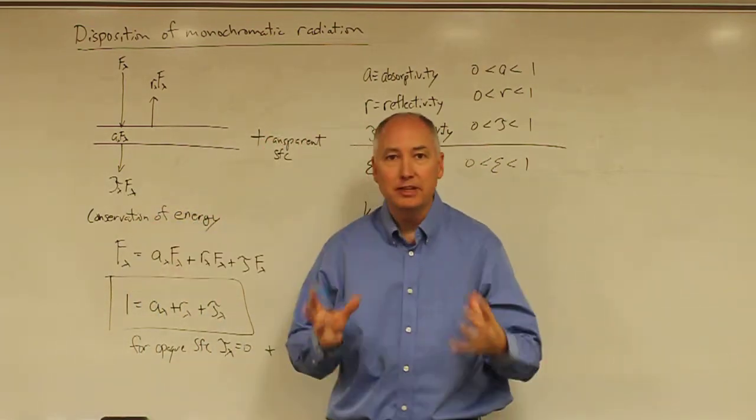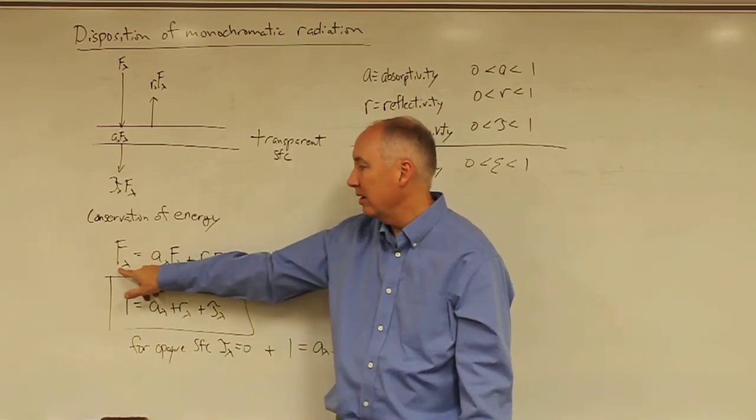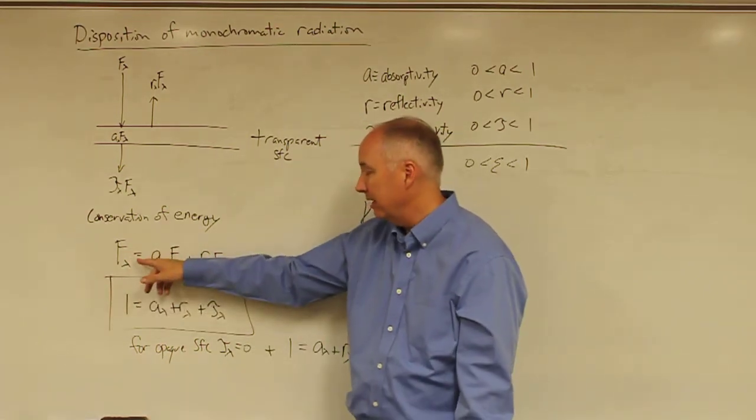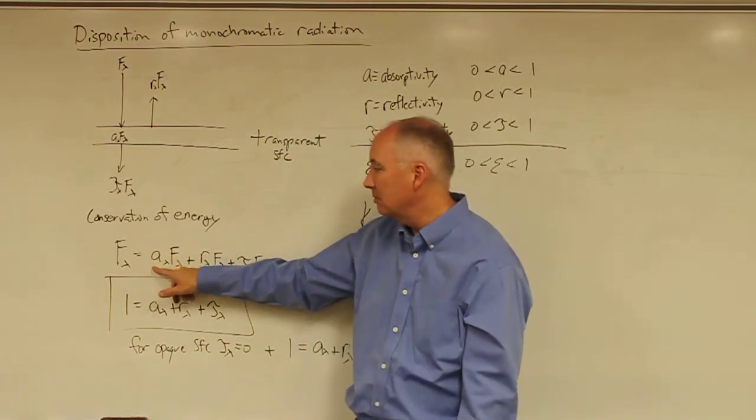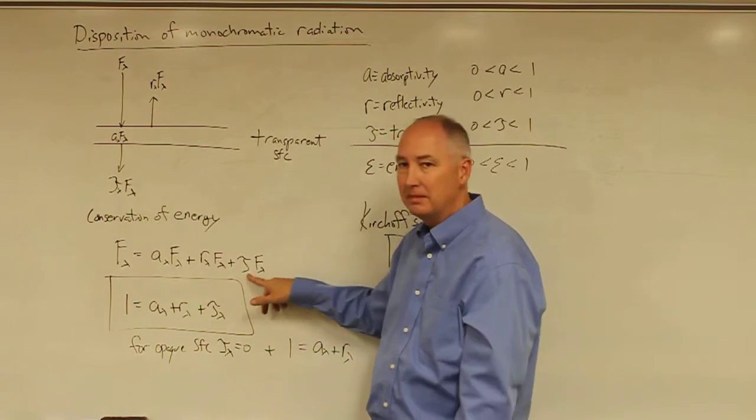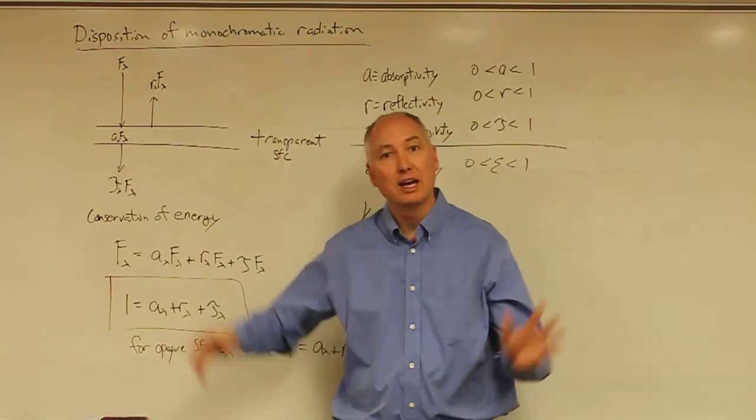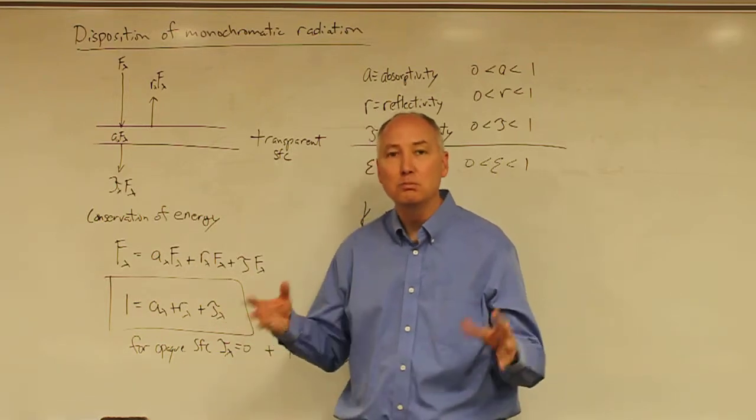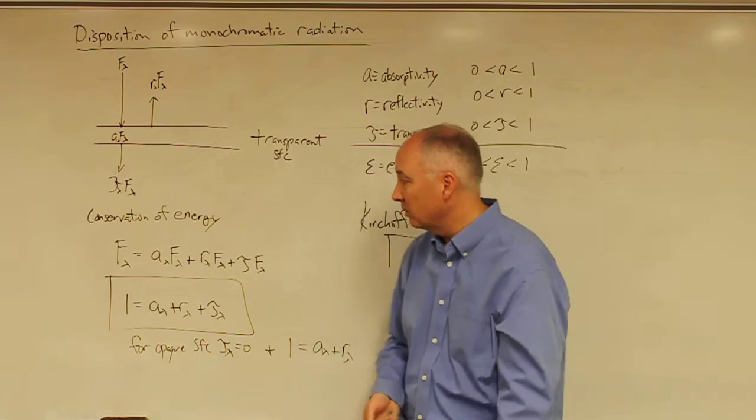So conservation of energy dictates that the total amount of radiation that we have, that radiation that's coming into the Earth's atmosphere, can either be absorbed, reflected, or transmitted. But you can't create energy in this system. You only have a certain amount coming in, and you have to do bookkeeping to keep track of where that radiation is going once it enters into the Earth's atmosphere.